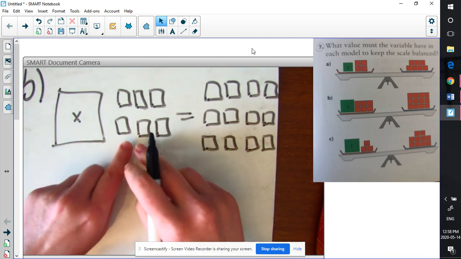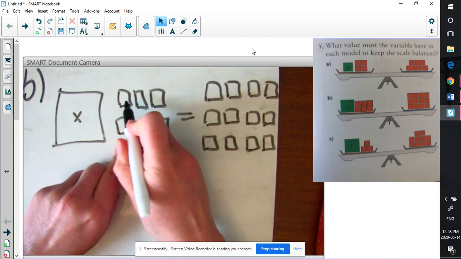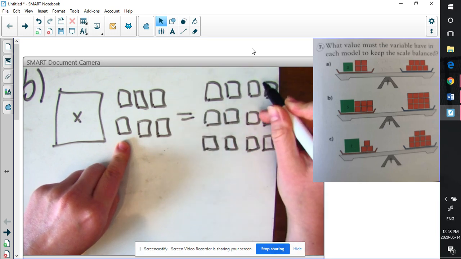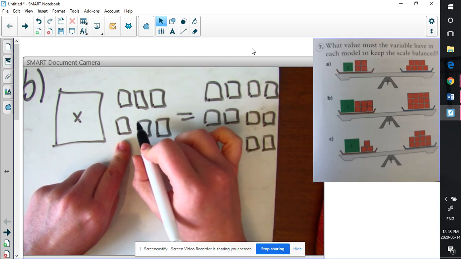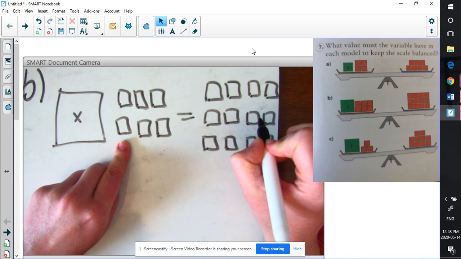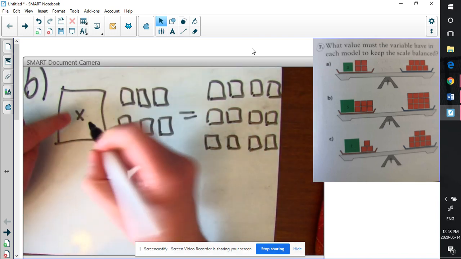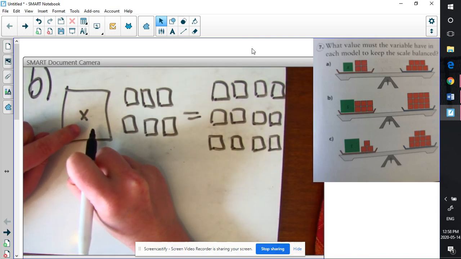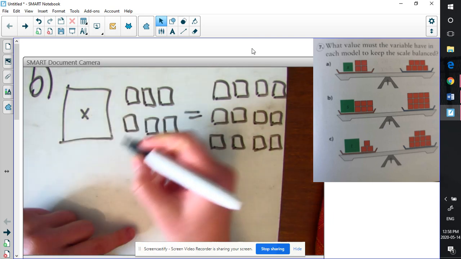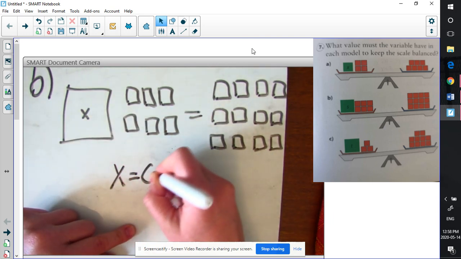So you need to figure out, what do you add to 6 to make it 12? What number do you add to 6 to turn it into 12? The answer is 6. So that means that there are 6 red squares inside this green square. So your answer is X equals 6.